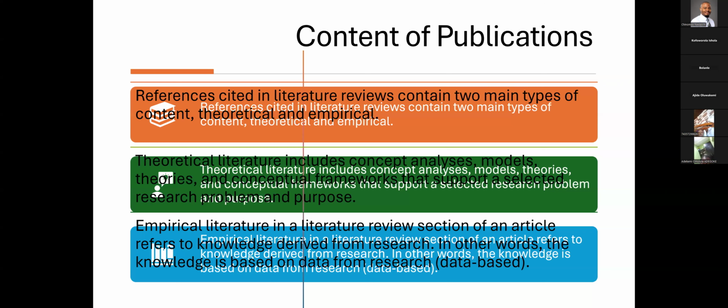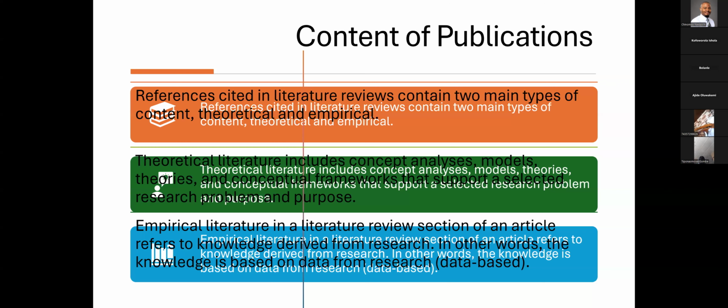But the other one is the empirical literature, which is a section of an article that refers to the knowledge derived from that particular research. In other words, the knowledge is based on data from research. That is, it is data based. For example, if you do a research now and you collect data, you analyze data, you tell me 90% of people are this and 80% are this. If I'm reviewing that literature, it's going to be empirical because it has to do with original data.